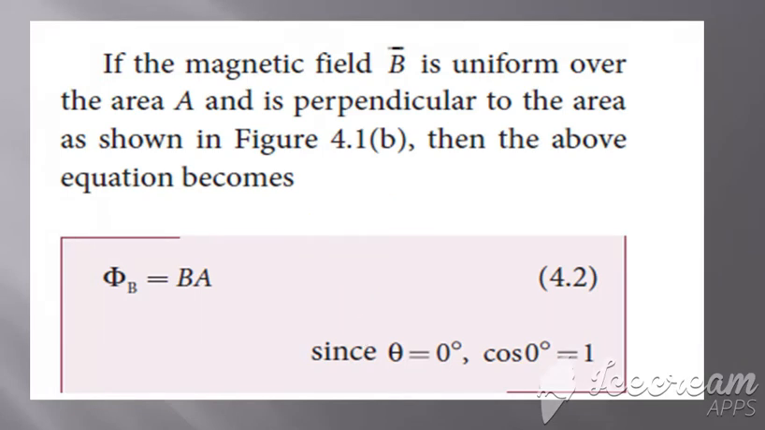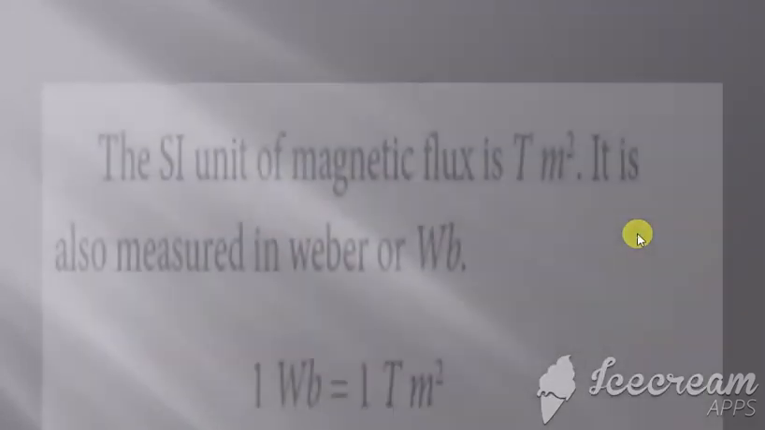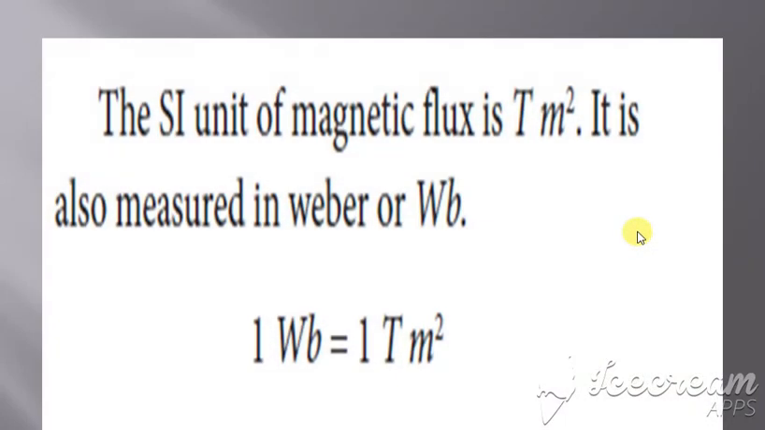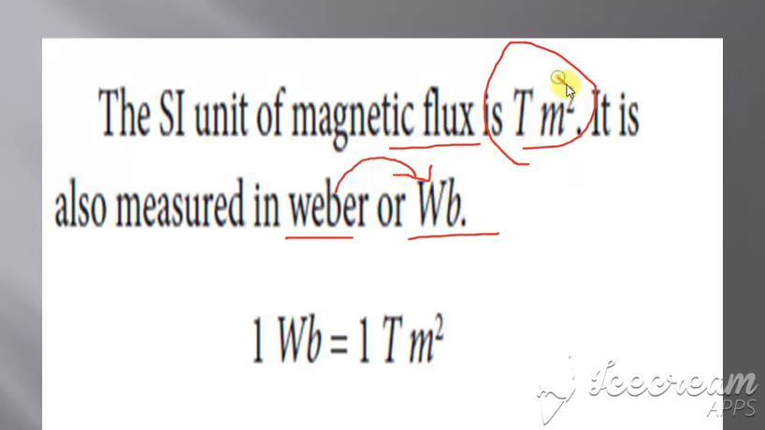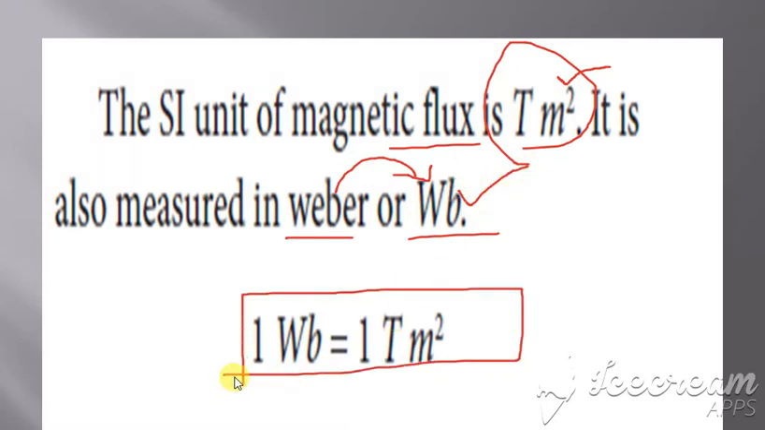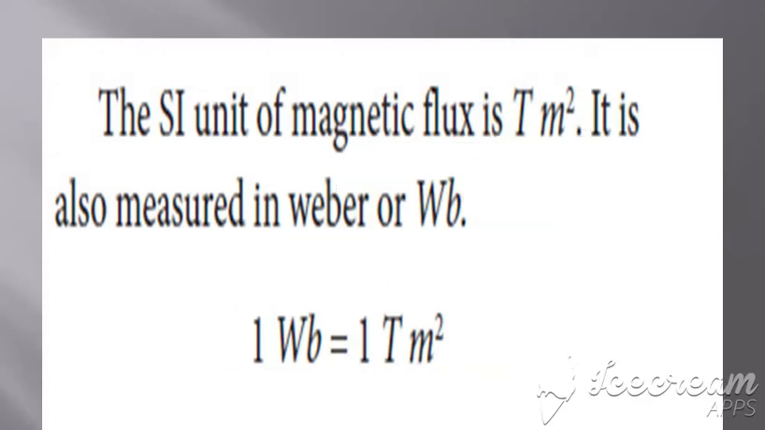Then next we are going to see the unit. The SI unit of magnetic flux is Tm squared. The other unit is Weber, represented as Wb. So this flux has two units, Tm squared and Wb. We can say that 1 Wb is equal to 1 Tm squared. Clear? So this is about magnetic flux. The unit is what? Tm squared or Weber.